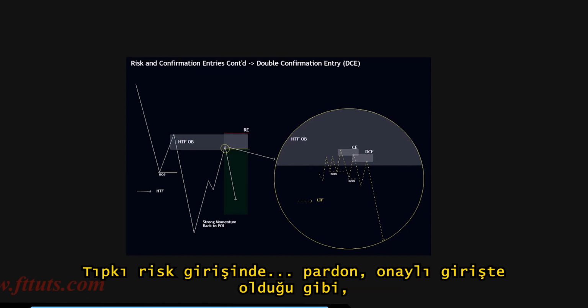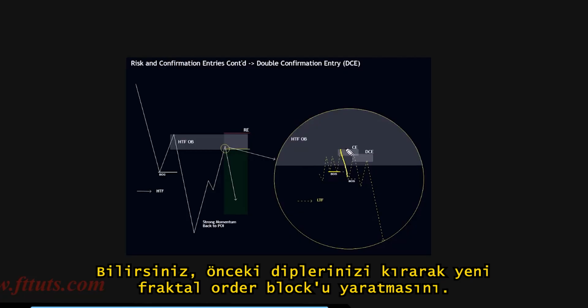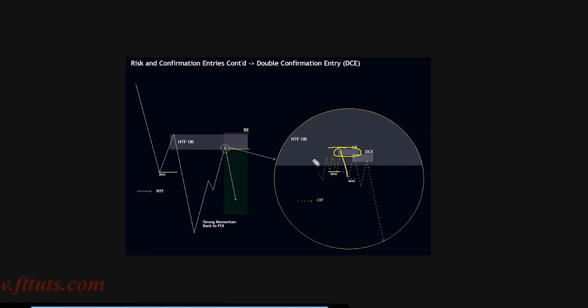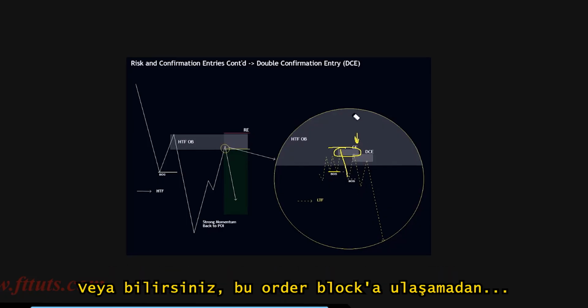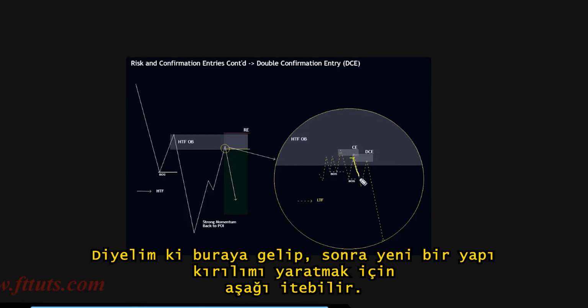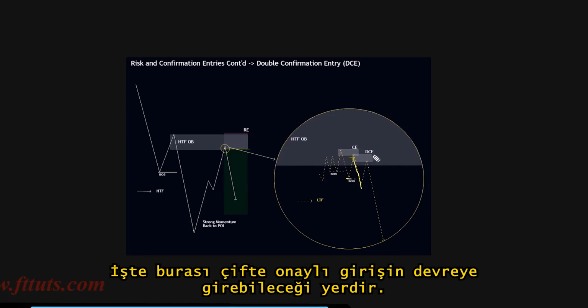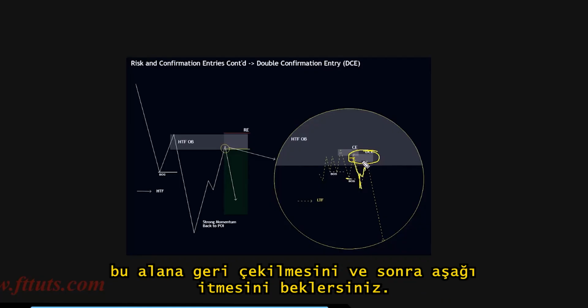So just like the risk entry and the confirmation entry, we wait for a break of structure, breaking your previous lows to create this new fractal order block. Now price could return, giving you an opportunity to enter on this confirmation entry and move lower, or it can come shy from this order block, come, let's say over here, and then push lower to create a new break of structure. This is where the double confirmation entry could come into play, where you'd expect price to gravitate back to this area to mitigate and then push lower.